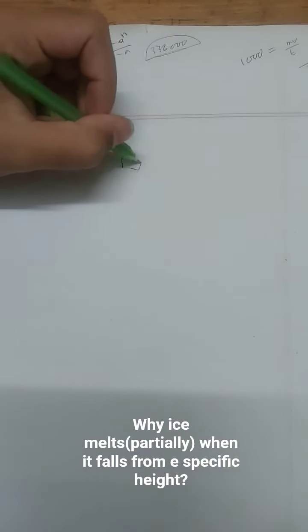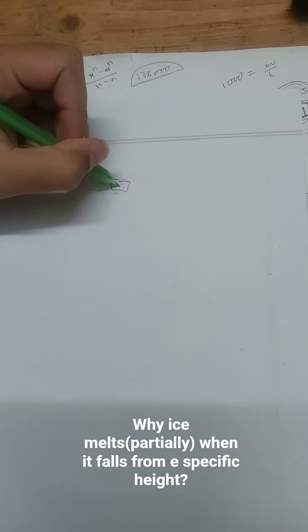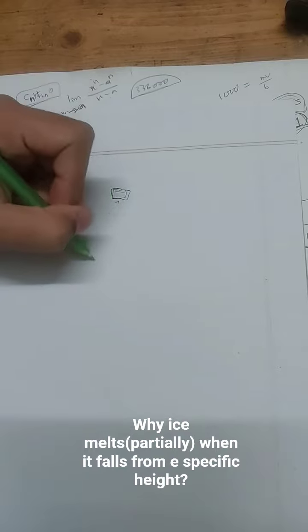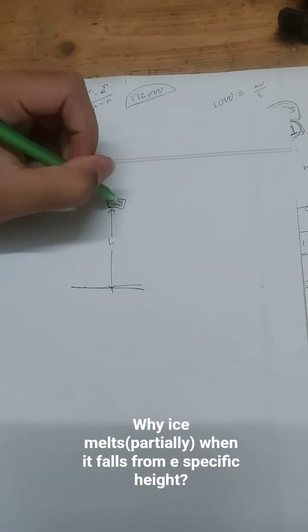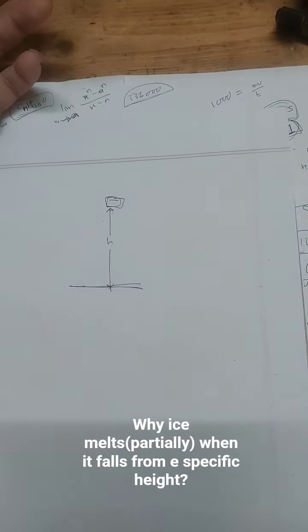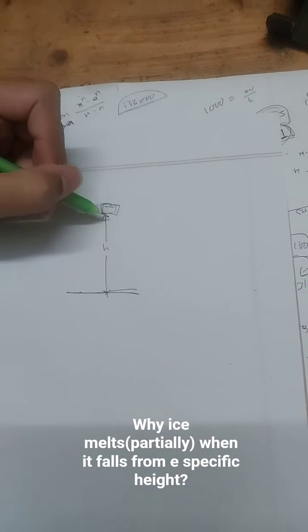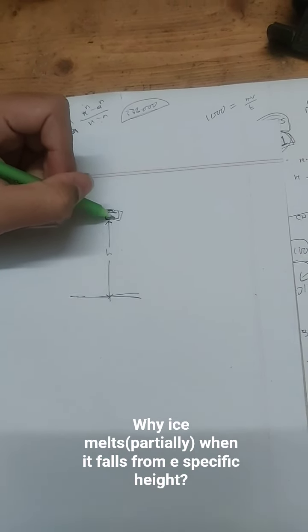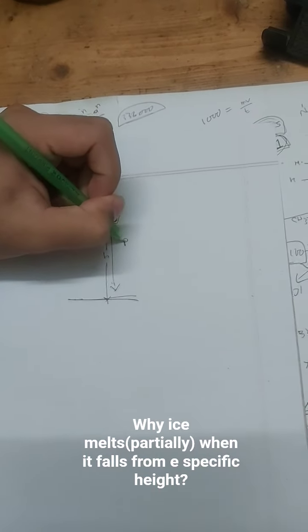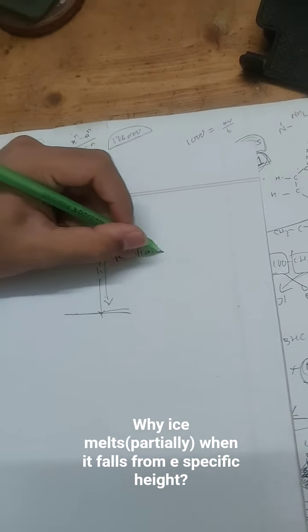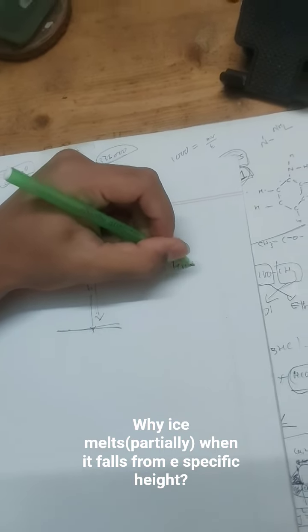Suppose an ice cube is falling from this place to the ground. This is the ground. Okay, this is the height h from which it is falling. So here the ice cube has potential energy, which is very common, right? While the ice cube is traveling from here to here, the potential energy is being converted to kinetic energy.